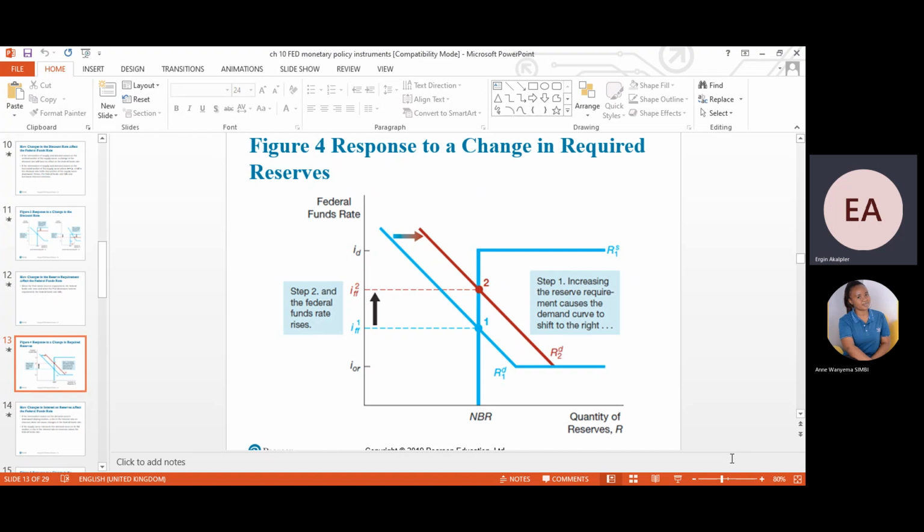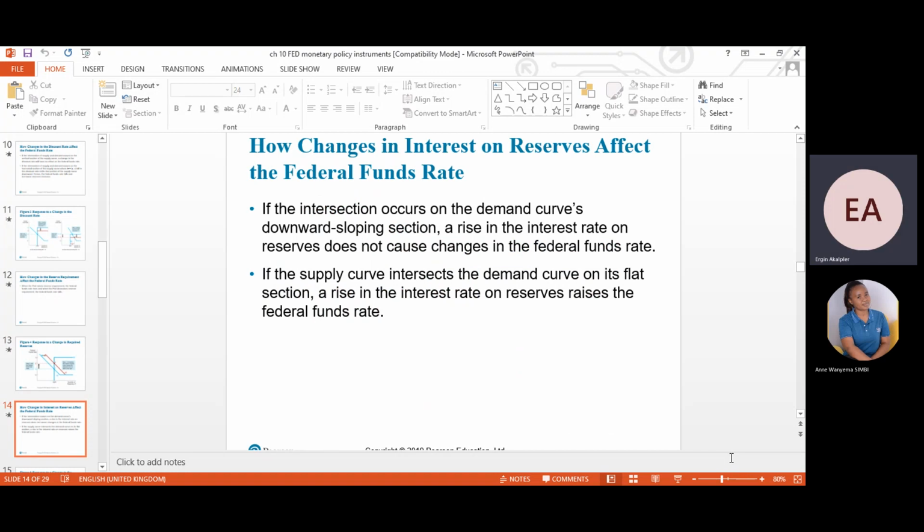will also rise, and the federal fund rate will move to a higher position, and the supply and demand of this curve will again be in equilibrium at a higher point, where the red line intersects the vertical supply or borrowing line on the graph. How do changes in the interest rate on reserves affect the federal fund rate?